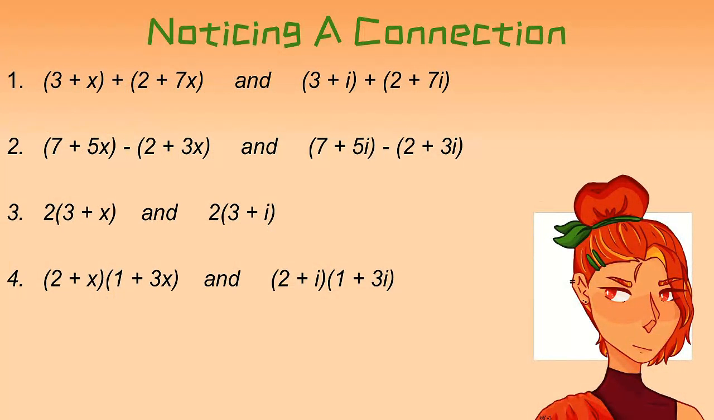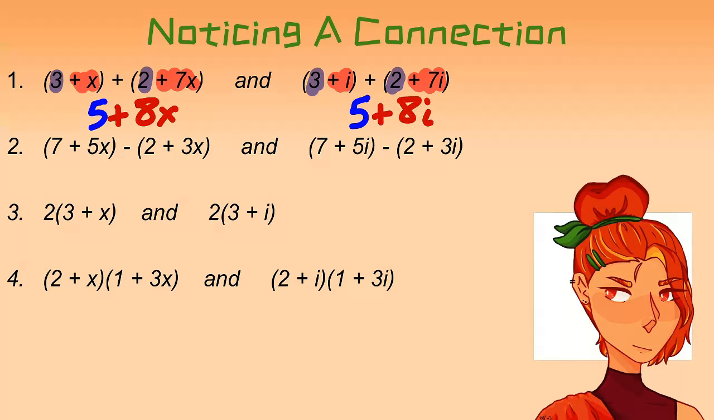All right. So now I want you to notice a connection. We're focusing on i here today, complex numbers, but look at these binomials that we're adding together, and look at how they are similar to these two complex numbers that we are adding together. Wow, they look so much alike. And the way we do the math is so similar. So we have 3 plus 2 and x plus 7x, and we saw before that that was 5 plus 8x. And in these complex numbers, 3 plus 2 and i plus 7i is going to be 5 plus 8i. The math itself is the same. Okay?